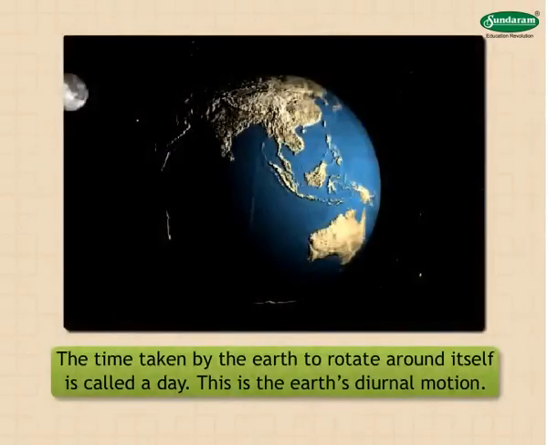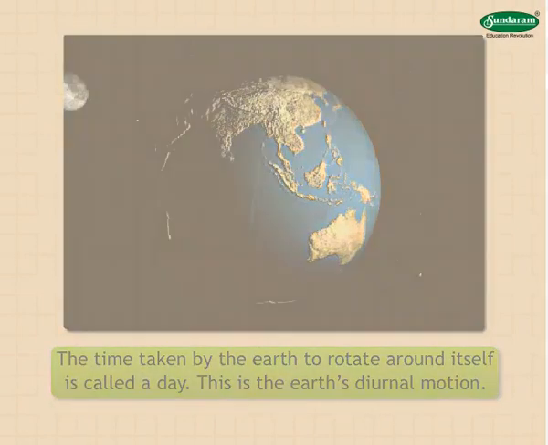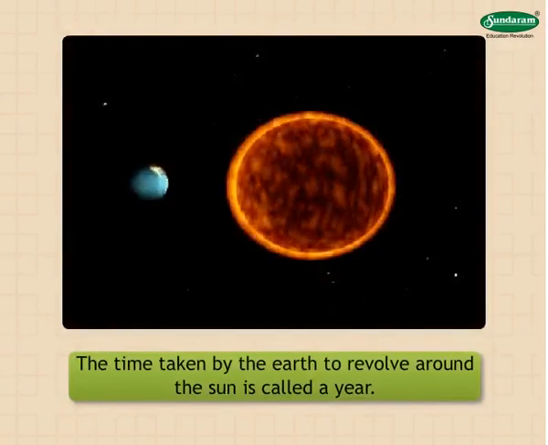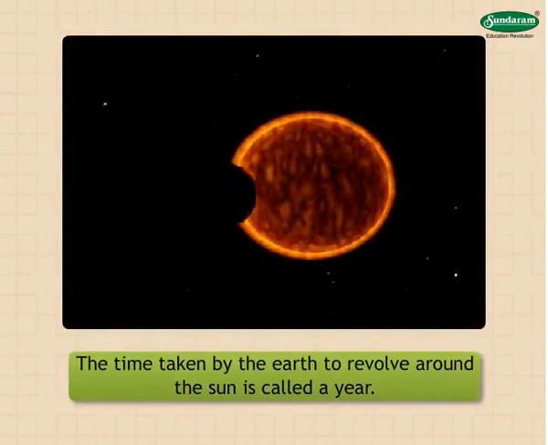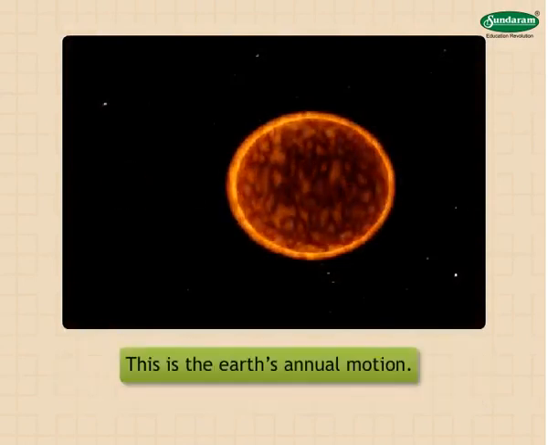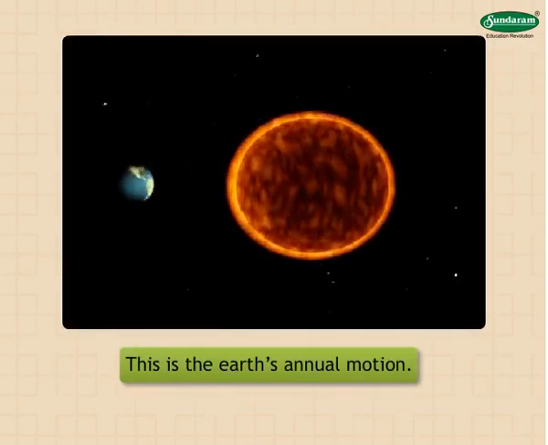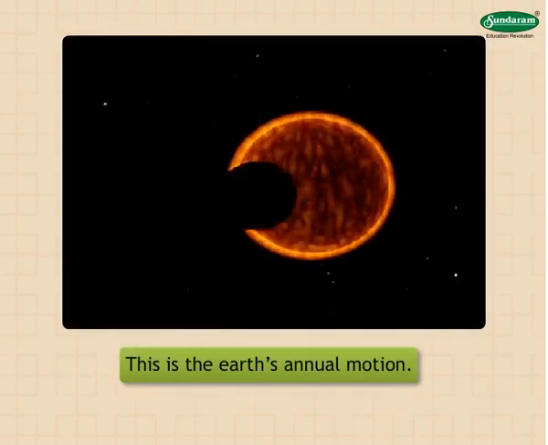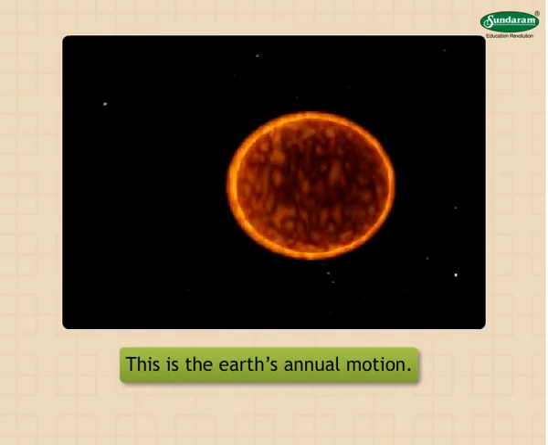The time taken by the earth to rotate around itself is called a day. This is the earth's diurnal motion. The time taken by the earth to revolve around the sun is called a year. This is the earth's annual motion. However, months are related to the motion of the moon around the earth.